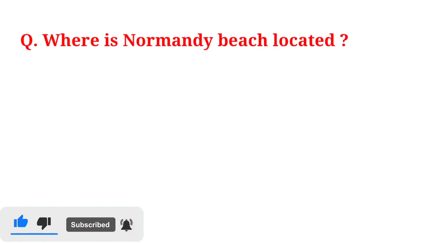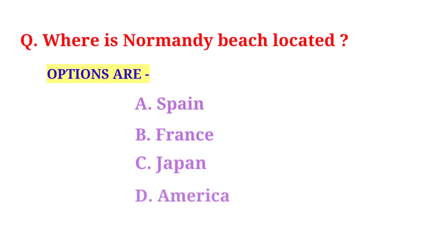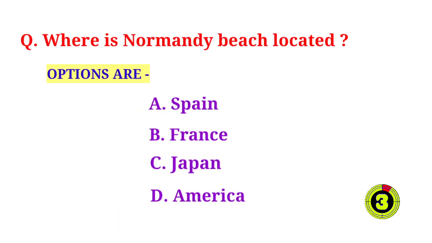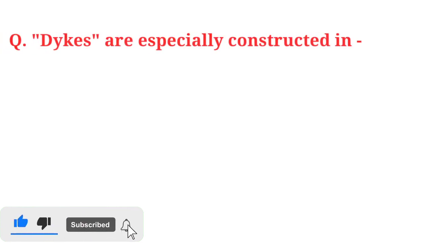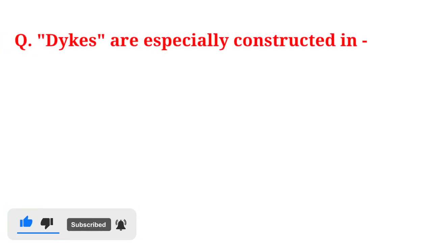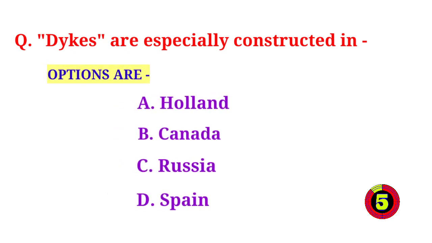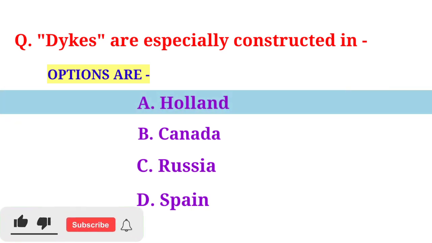Where is Normandy Beach located? Option B, France, is the correct answer. Dikes are especially constructed in? Option A, Holland, is the correct answer.